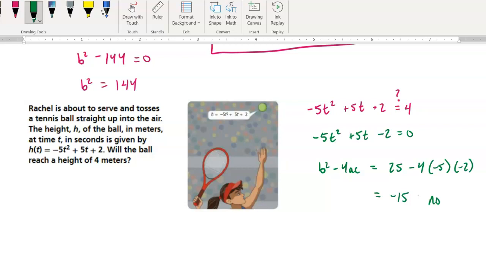All right, so that is an introduction to the quadratic formula, specifically the discriminant and how we use the discriminant to find the number of solutions a quadratic will have.